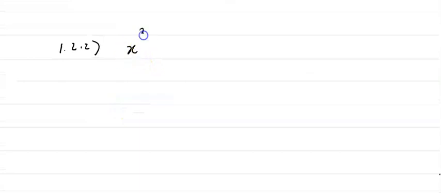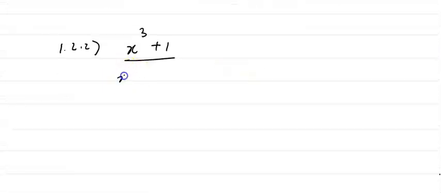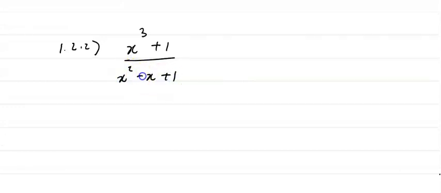We've got x cubed plus 1, all over x squared minus x plus 1. Now you'll notice that x squared minus x plus 1 cannot be factorized. Remember that 1 is only 1 times 1, so to get positive 1 it will be minus 1 and minus 1, and you can see clearly that we don't have negative 2 there. So this trinomial, if you want to call it that, it's 3 terms, can't be factorized.